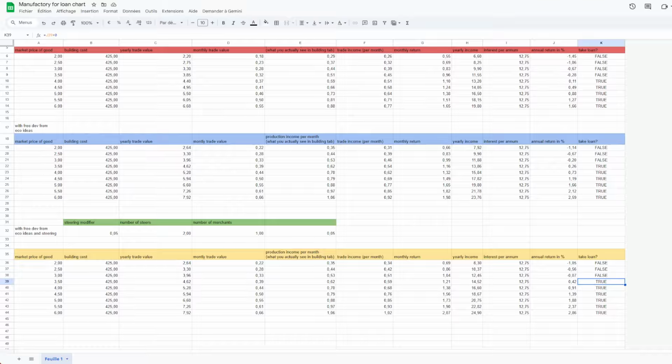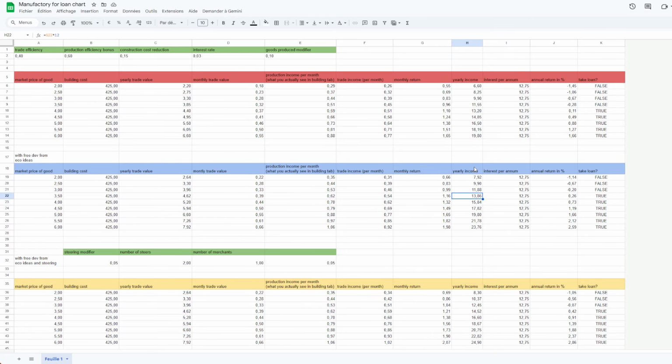So if you have full control of your nodes, it's better to build the manufactory in a node that is far from your collecting node, from your home node, than directly in it. You can see that we gain 14.52 ducats per year instead of 13.86 without the steering.